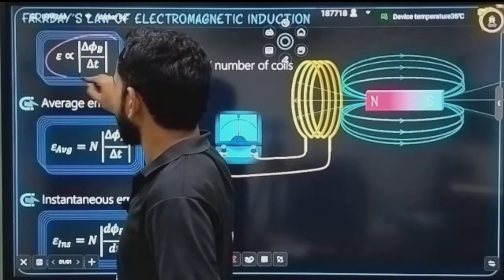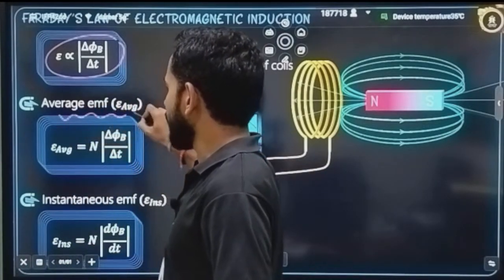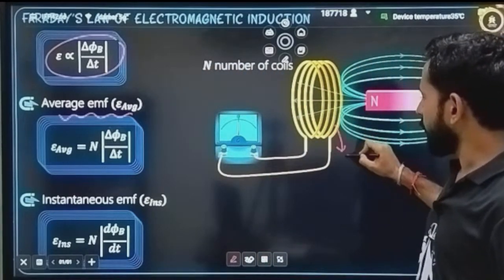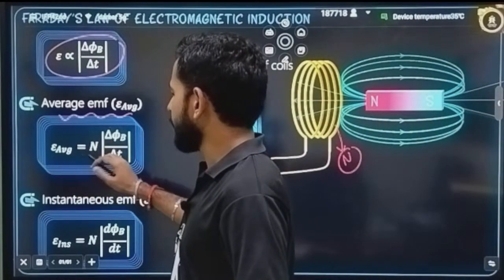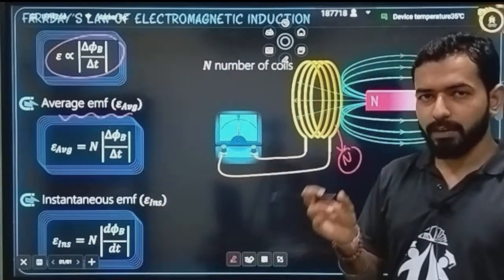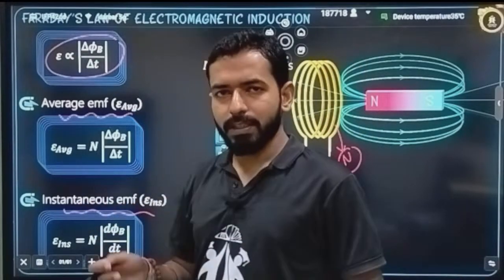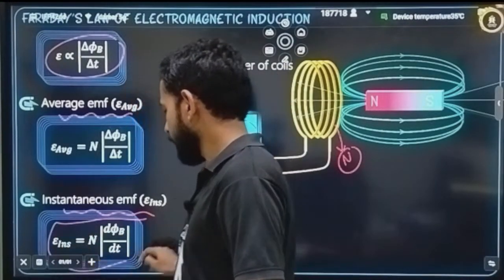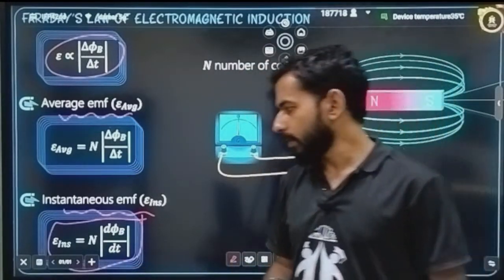EMF induced is equal to, as I have already told you, d phi by dt, or delta phi by delta t if you are taking a long time period. That is average EMF. If n number of turns are there in the loop, multiply the flux by n. Average EMF equals n into delta phi divided by delta t. You know from motion in 1D that for a longer time period we use delta. For an instantaneous value, just differentiate the equation given, and you will have your instantaneous EMF. Just multiply it by the number of turns, and you will have the value.